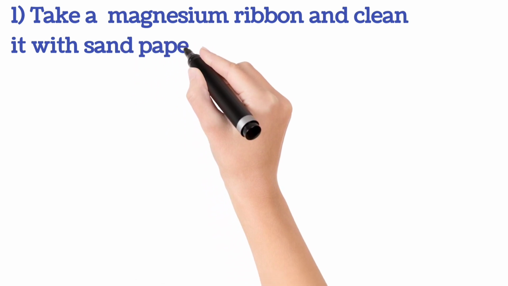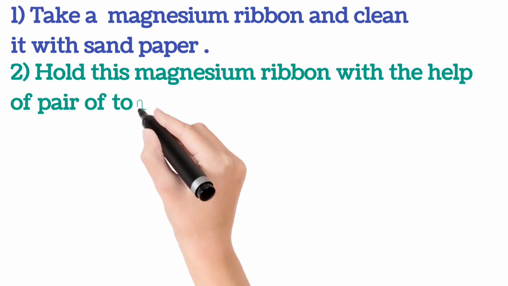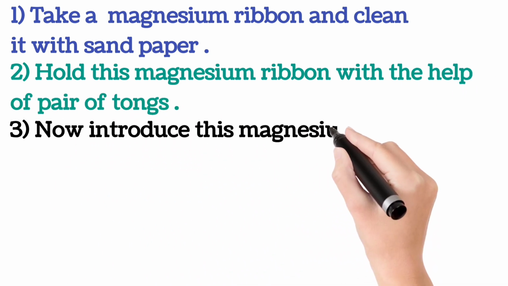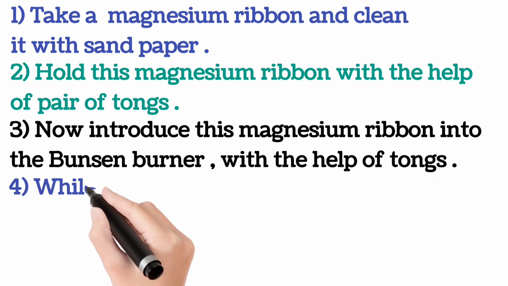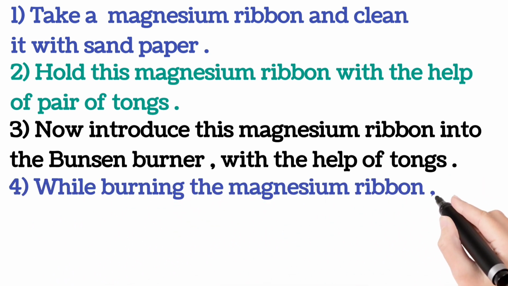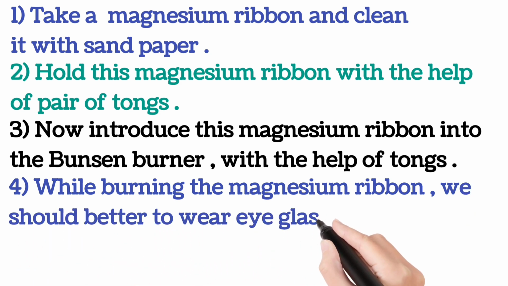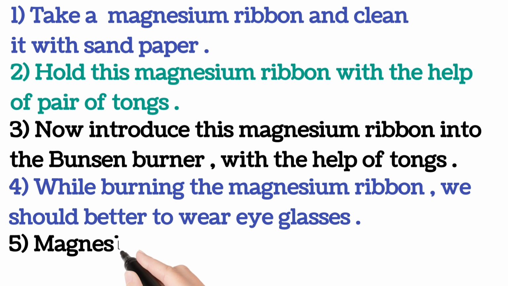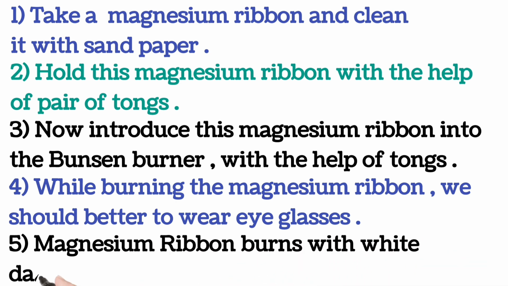After cleaning the magnesium ribbon, hold it with the help of a pair of tongs. Now introduce this magnesium ribbon into the Bunsen burner with the help of tongs. While burning the magnesium ribbon, it is better to wear eyeglasses, I mean goggles, because the magnesium ribbon burns with a white dazzling flame. If we see this white dazzling flame directly with our naked eye, then our eyes will be damaged. So, to protect our eyes we have to wear goggles.